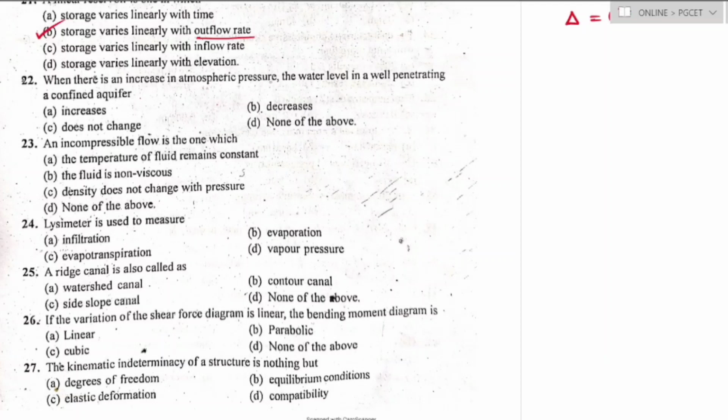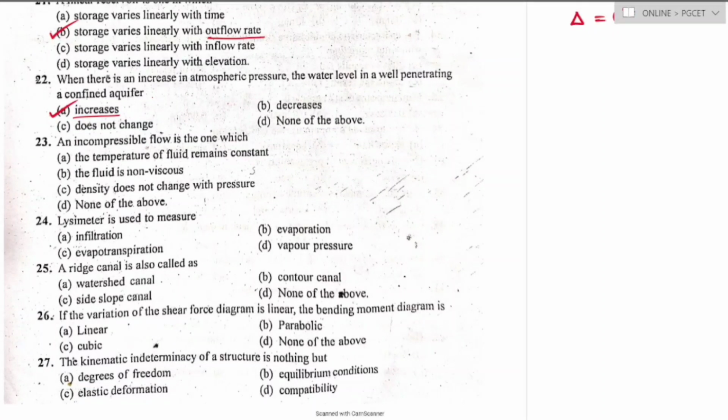Question number 22. When there is an increase in atmospheric pressure, the water level in a well penetrating a confined aquifer increases, and this level up to which the water will rise in the well is known as potentiometric level. So option A is the right answer. Question number 23. An incompressible flow is the one in which density does not change with pressure. Water is the best example for incompressible flow. In the incompressible flow, the density remains constant because of which the fluid cannot be compressed. So option C is the right answer.